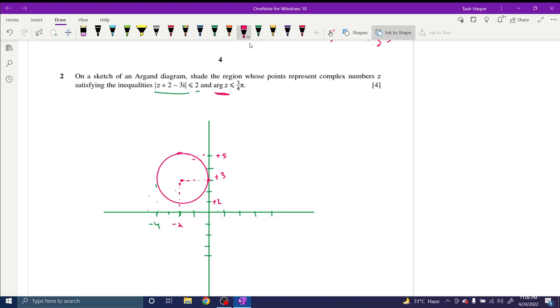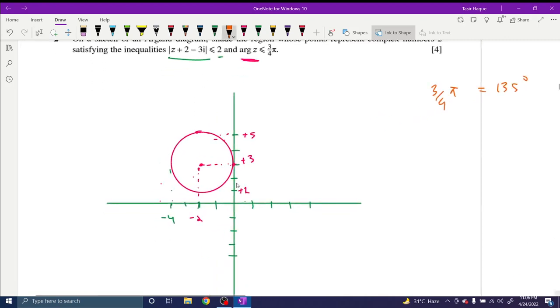It's the argument of z. So we think of it from the center, it is less than or equal to 3 pi by 4. What does 3 pi by 4 mean? That's actually 135 degrees. So to get 135 degrees, it's actually the line y is equal to -x, right? So that's 1, 1, 2, 2, 3, 3, 4, 4. That's how I plotted the points. Then we just draw a straight line joining these points. This is our line y is equal to -x.